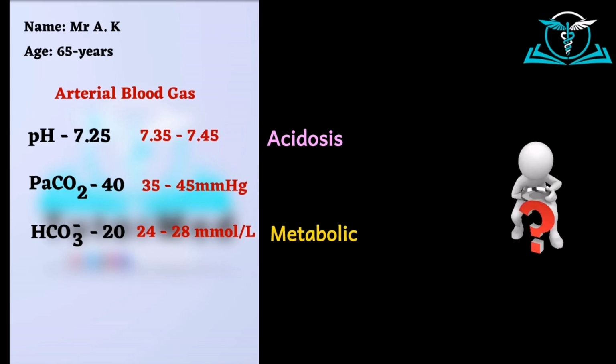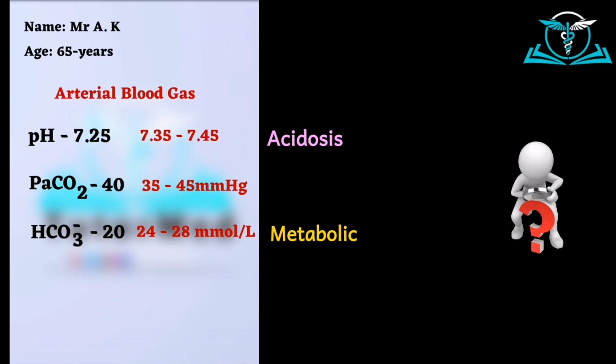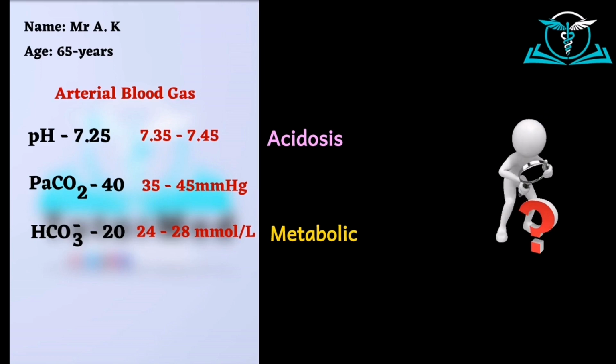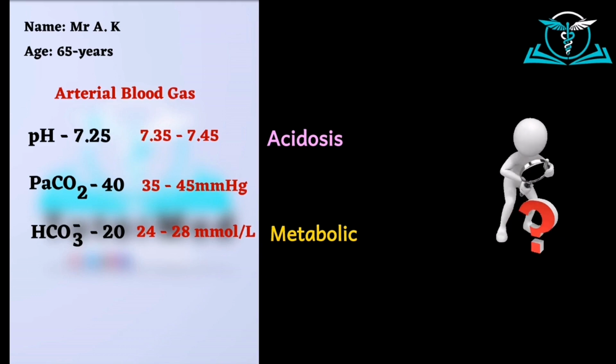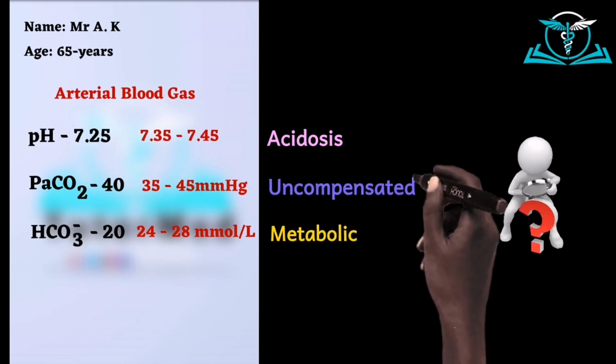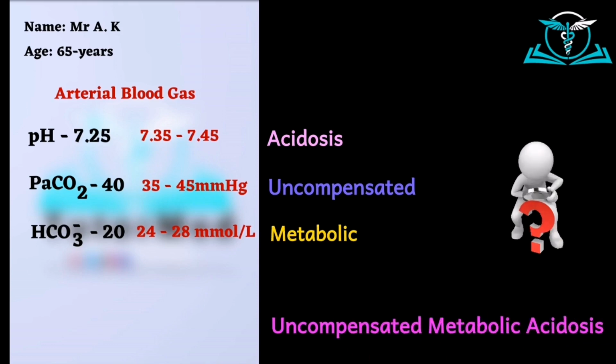Then the next thing to look out for is to ask, is the respiratory system compensating? We know that once there is metabolic acidosis, the respiratory system should compensate by expelling more carbon dioxide, and the expulsion of more carbon dioxide should manifest as a decreased PaCO2. But you check the PaCO2 here, it is still within normal range. What it means is that the respiratory system has not yet started compensating for the acid-base problem, and so in summation, this will be an uncompensated metabolic acidosis.